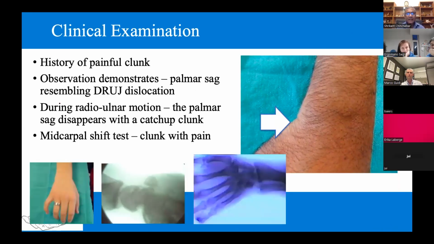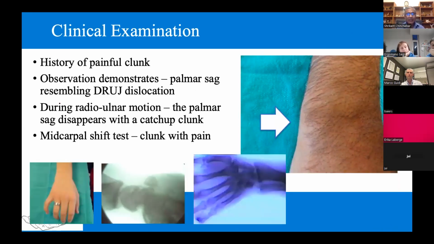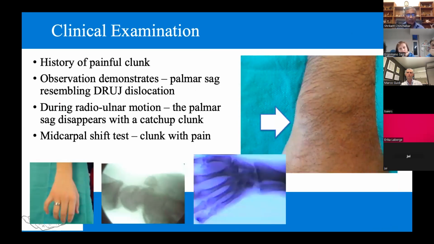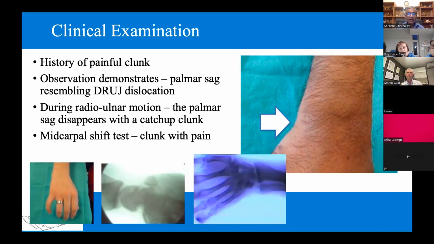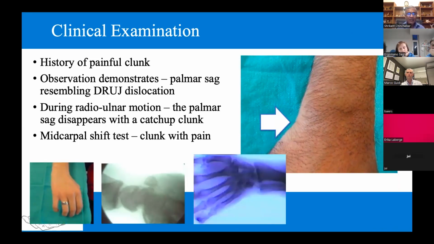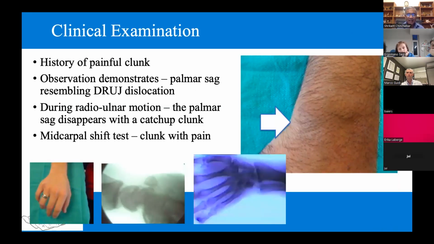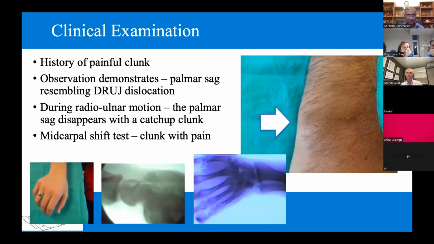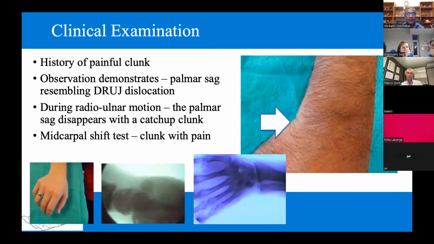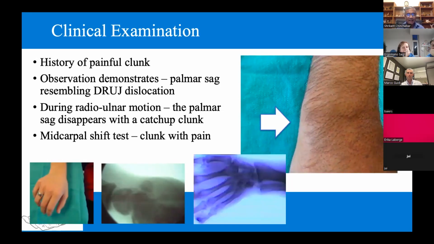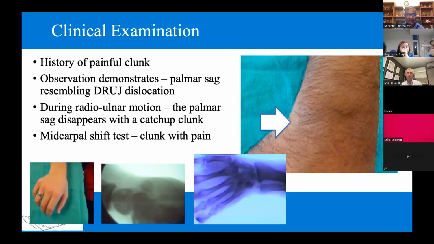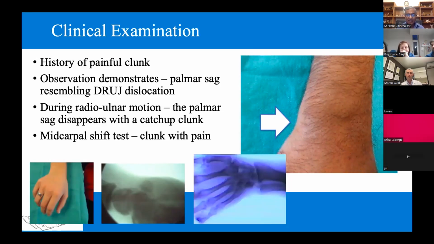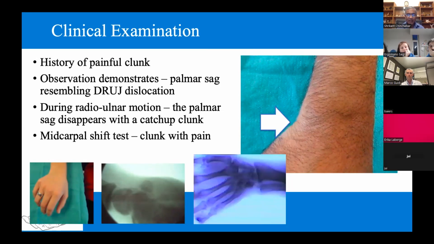So interestingly, when we do a clinical examination, we can very well see that patients often present with a painful clunk. Visual observation definitely demonstrates that the patients have a palmar sag. And I had mentioned that earlier, that it appears like a DRUJ dislocation. So when we perform radioulnar motion, the palmar sag disappears with the catch-up clunk. And in such situations, midcarpal shift is definitely suggestive of a clunk associated with pain.